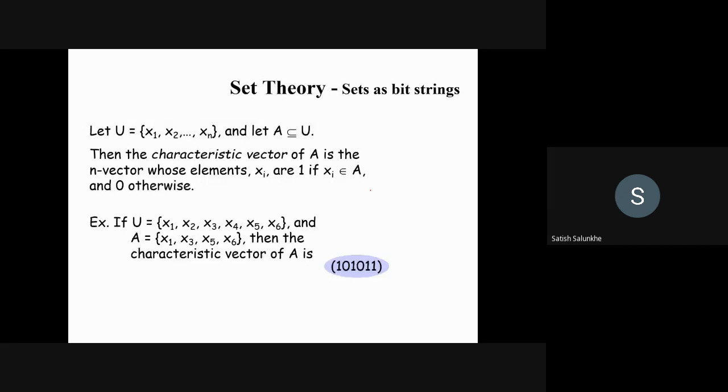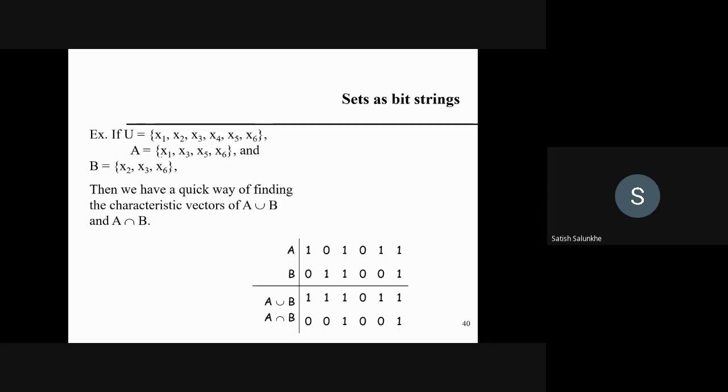So it is not different. What exactly are we talking about right now? Let us say you have a universal set containing some n elements, and you have one set A which is a subset of the universal set, and then the characteristic vector of A is an n-vector. Basically, it is nothing new. Whatever set you have, you are just talking with respect to the membership value of all these elements in this set.